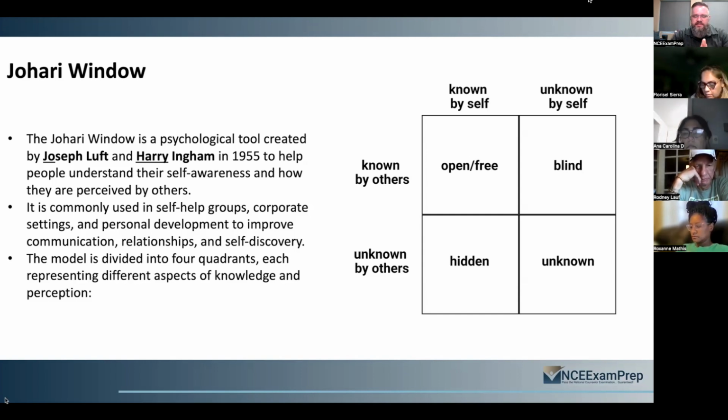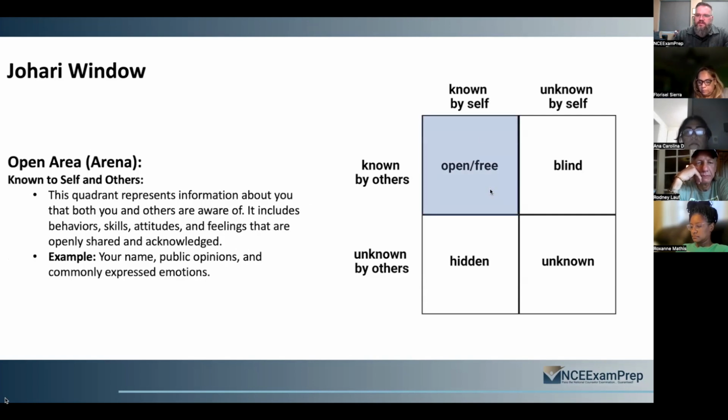And so basically with this model, we have 4 different aspects related to knowledge and perception, okay? This first quadrant right here is the open area. This is what constitutes being known by others and known by yourself. So if you're aware of it and other people are aware of it, that's what would qualify as falling into this category of the open, the free area.